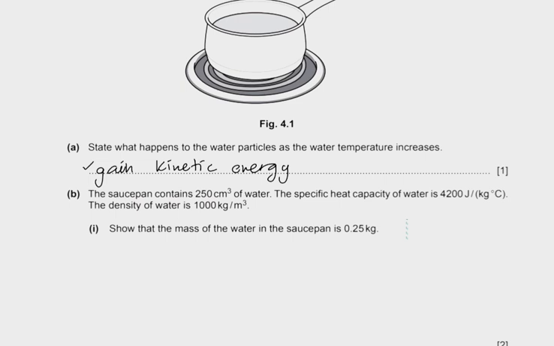But what is key is to take note of the unit of the density and also the unit for the volume. So now we need to be very clever. We have to convert the 250 cubic centimeters into cubic meters. So 1 cubic meter is equivalent to how many cubic centimeters? That is very key to understand.